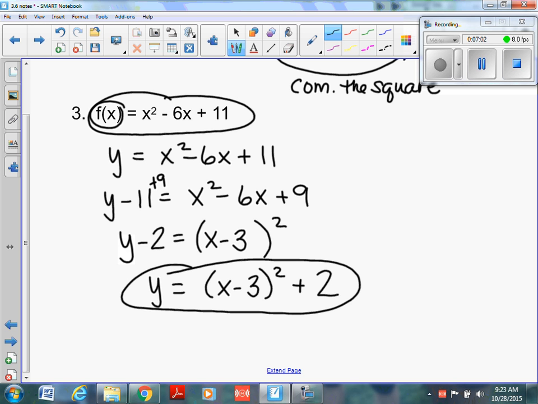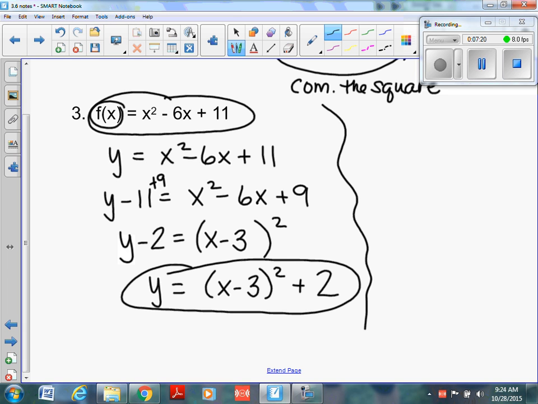Okay, here's a second way, and you're going to say, why did I show you the first way? Because the second way is probably faster. I just don't know what you're going to remember for the ACTs. And maybe you'll remember completing the square, maybe you won't. Here's the second way to figure out how to put this into vertex form.